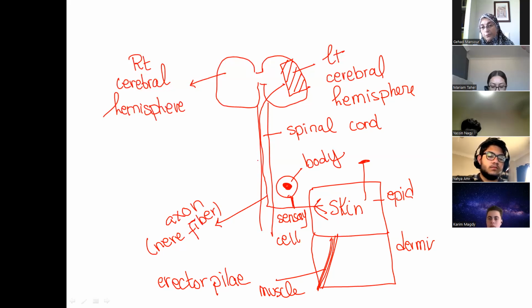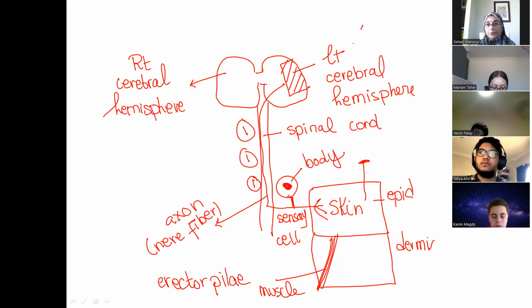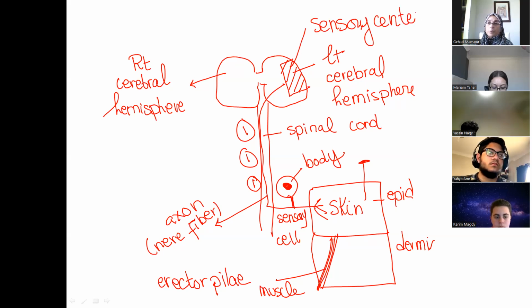The axon or the nerve fiber carries the electric impulses to the sensory center in the brain. So if you are pinpricked, you feel the pinprick. If you touch a hot object, you feel heat. If you touch a cold object, you feel the cold sensation.